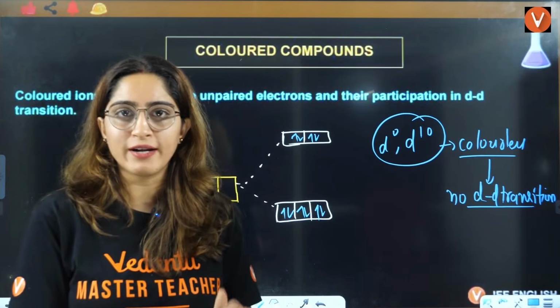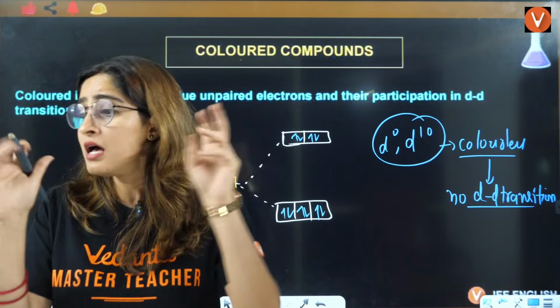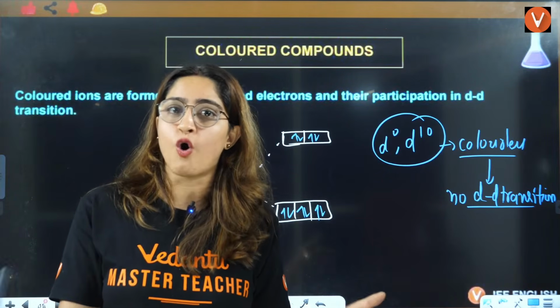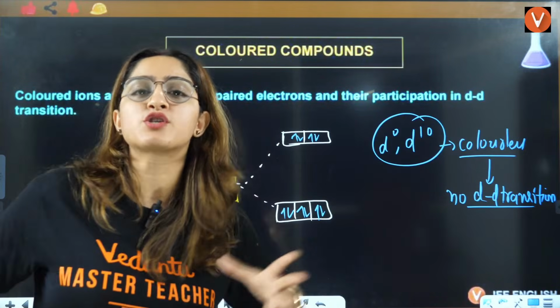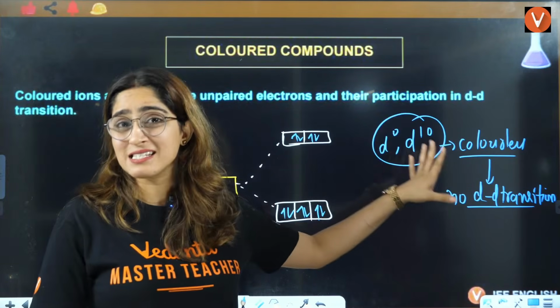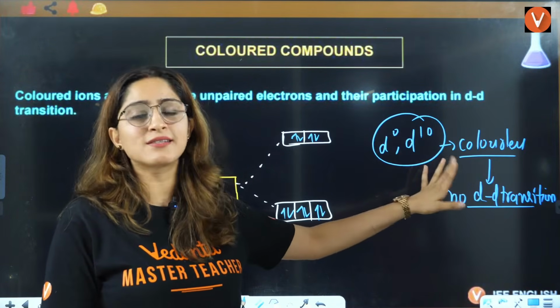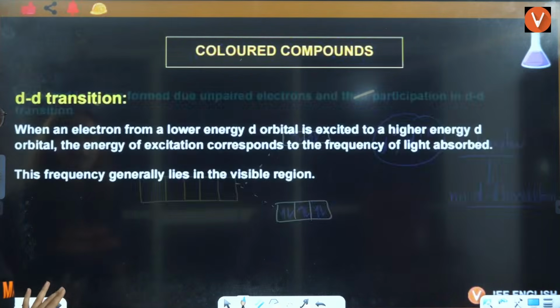So the simple funda is that when they ask which is colored and which is not colored, this is a simple question based on colored complexes: which of the following ions is colored, which of the following ions is colorless, right? All you have to check is whether there is d0 or d10. If it is there, it will be colorless. Otherwise, it will be colored, because it will have d-d transition.